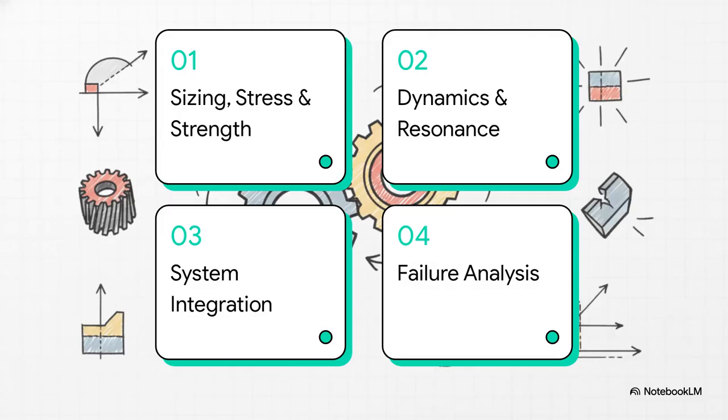Today, we are tackling the essential design questions every single engineer runs into when working with gears. We're going to follow the entire life cycle of a gear system. We'll start at the very beginning with the blueprint, sizing, stress, and strength. Then we'll get into the dynamics of how it actually operates. After that, we'll zoom out and see how it fits into the bigger system. And finally, we'll play detective and get into failure analysis. All right, let's dive in.